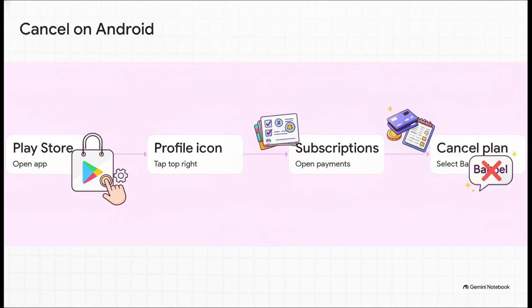Now, what's really cool here is how similarly straightforward the Google Play Store makes this for our Android users. Just like with Apple, do not go into the Babbel app. Instead, open up the Google Play Store app. Tap your profile icon up in the top right corner. Open Payments and Subscriptions, and then tap on Subscriptions. From there, you just select Babbel and hit Cancel.